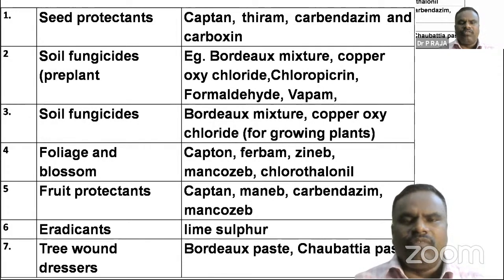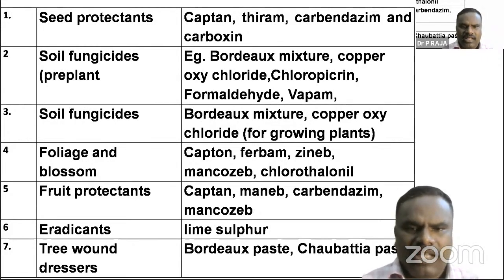Soil fungicide. If you want to kill the soil-borne pathogens, we can use borax mixture or copper oxychloride or chloropicrin or formaldehyde vapor. For borax mixture, 1%, copper oxychloride, 0.2%. Chloropicrin and formaldehyde vapor are soil fumigants, which I will explain later. This you must understand: borax mixture and copper oxychloride can kill most of the soil-borne pathogens like Fusarium and Verticillium.